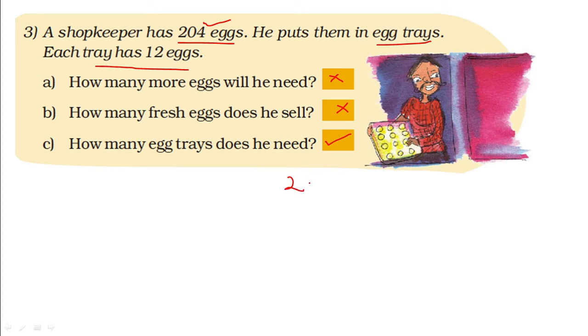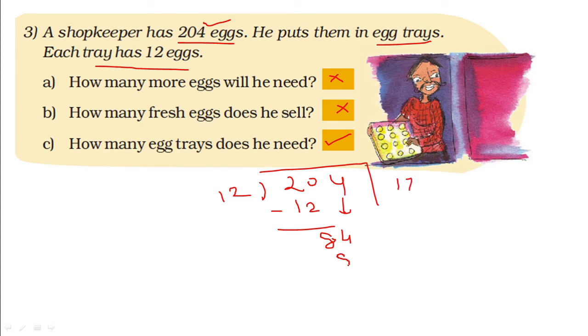He needs 204 divided by 12. 12 in 20 goes 1 time. 20 minus 12, 8. We put it down, 4. 12 7s are 84. This means he needs 17 trays. So this is the correct choice of question.